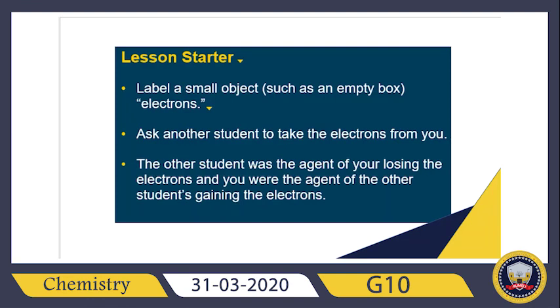Label a small object such as an empty box with the word electrons. Ask another student to take the electrons from you. So let us assume that Bilal is holding this box, and then we ask Hussam to take a number of electrons from Bilal. Now the other student, in this case Hussam, was the agent of you losing the electrons, and you, Bilal, were the agent of the other student gaining the electrons.